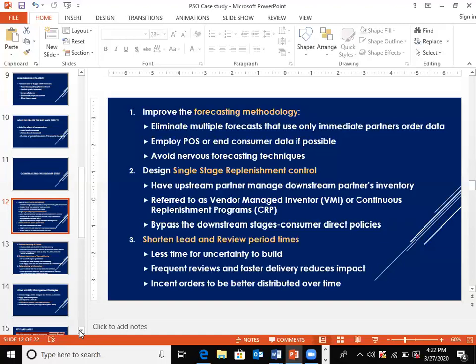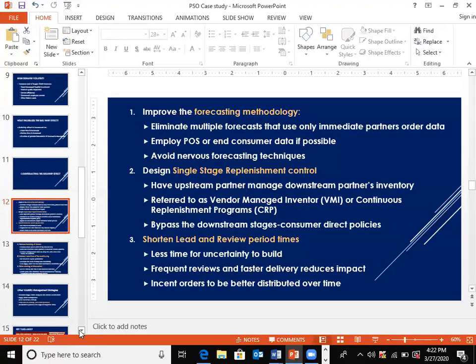Finally, avoid naive forecasting techniques. And by this, they basically are saying that, look, better to use cumulative forecasting and moving average forecasting versus naive forecasting.